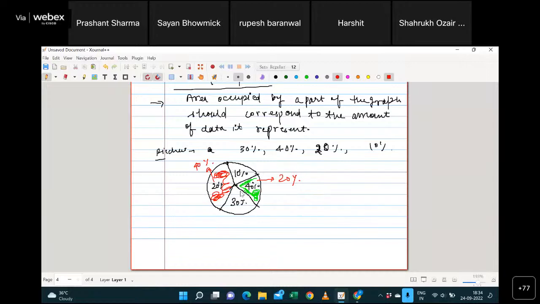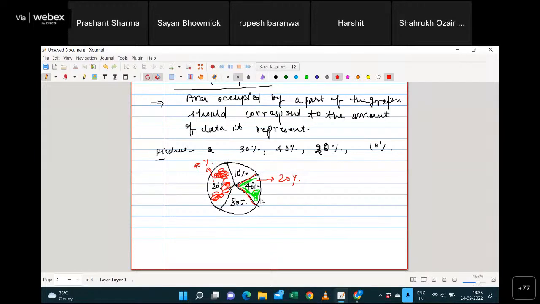The area occupied by this region is said to be 20%, but that is not correct. And this one is saying the area occupied is 40%, but it should be 20%. Such things violate the principle. Similarly, we can see it for the bar chart, where the area occupied by a part of the graph should correspond to the amount of data it represents.